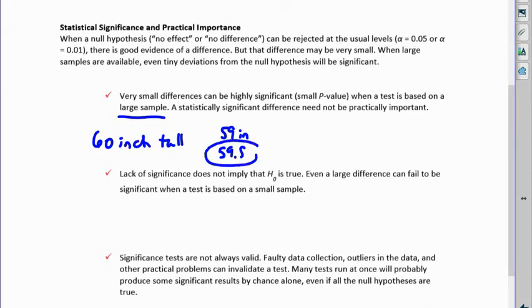And the other thing is, when you have a small sample, the converse can be true, that a lack of significance might make you fail to reject, but it does not really imply that the null is true. It just means that you had a lack of evidence. And having a small sample with very little replication can mean a lack of evidence.